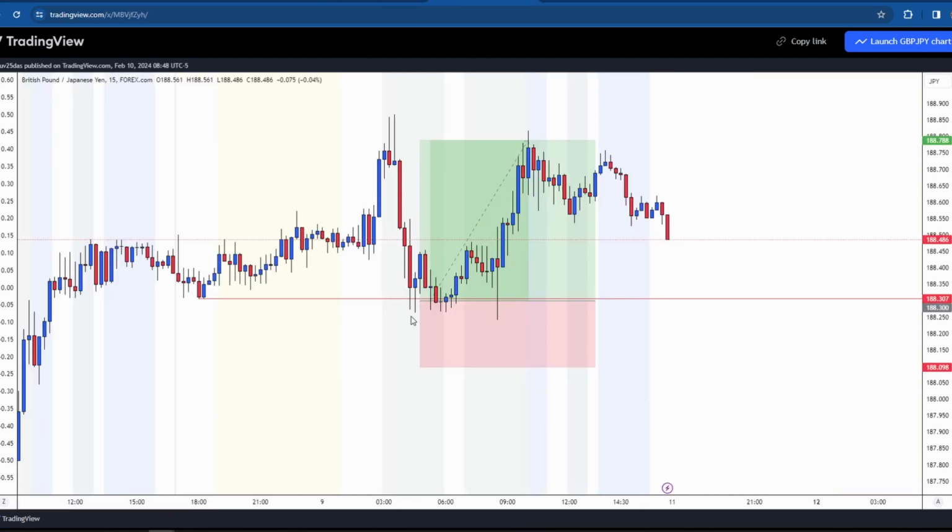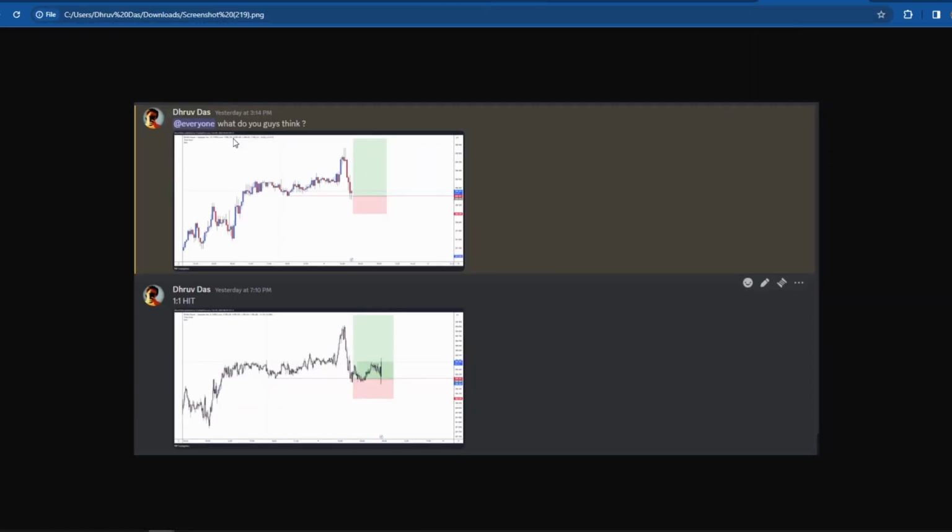And on this GBP JPY, this trade I posted on my Discord also, and I should show you the screenshot. Like this was the screenshot. It's today 3:14. On Friday I took this trade and it was over here. After 3 hours, I think, it hits 1-on-1 and then it goes for 1:2 and I close the trade.